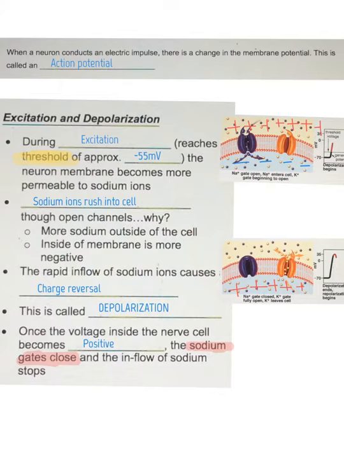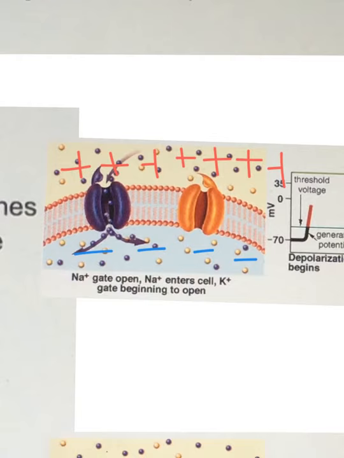So if we look at the diagram over here, before we had, remember, positives on the outside, negatives on the inside, meaning the inside of the cell was more negative. We were at a resting potential of negative 70 millivolts. Well, once those charges start to reverse, because all the sodium's coming in, you can see that our graph starts to climb here. We've reached the threshold of negative 55, and we're on our way up to a positive number. The charges on the inside have switched. We were negative, and now we're becoming more positive.